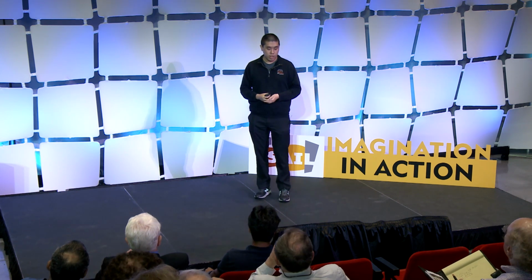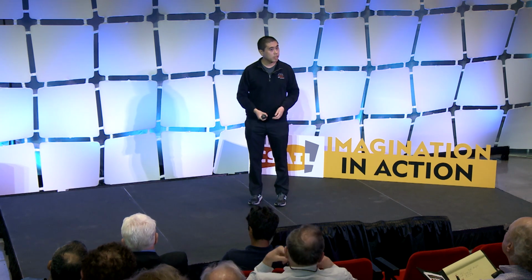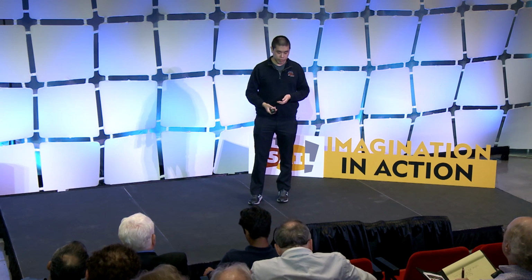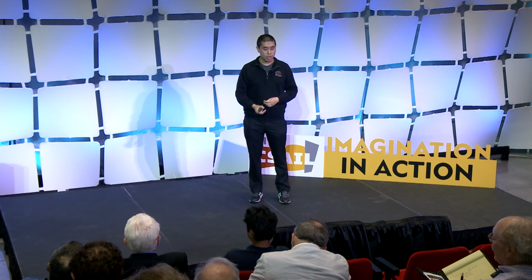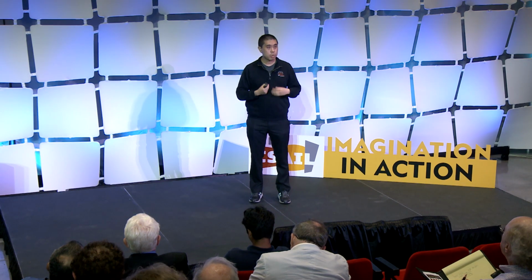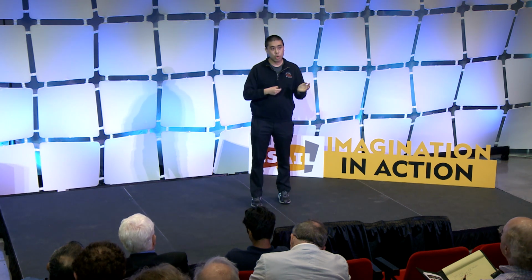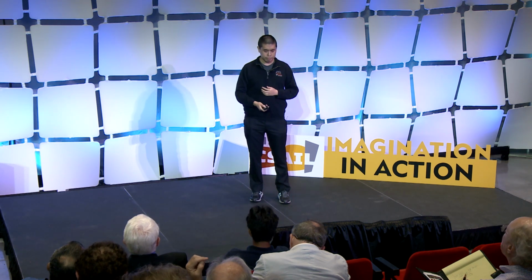And this is important in that it allows us to reason about our solutions and understand what's going on in our graph. So we designed the Aspen framework for this purpose. Aspen is able to support concurrent queries and updates with low latency while also guaranteeing serializability. And the key idea behind Aspen is the design of a new compressed, fully functional tree data structure, which we use to represent the graph. And this data structure allows us to create lightweight snapshots that the queries can work on while the updates are happening. And because these snapshots are immutable, the queries don't have to worry about the updates modifying the graph.